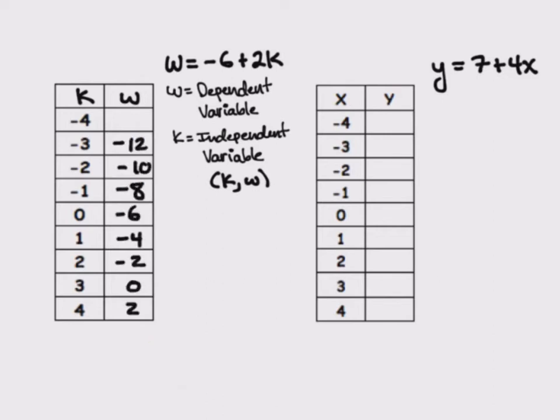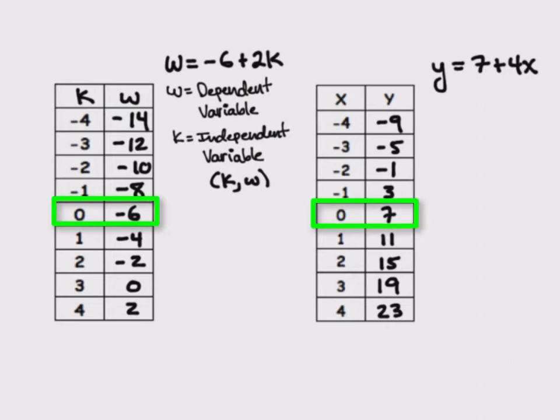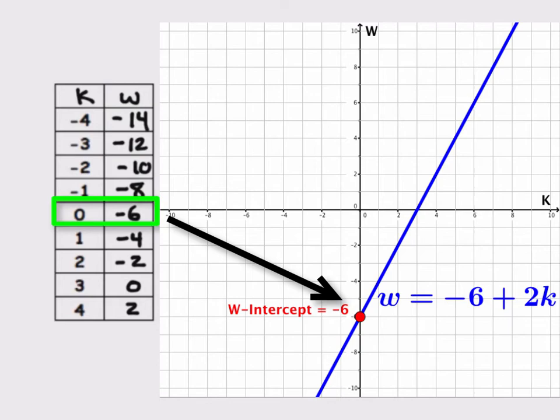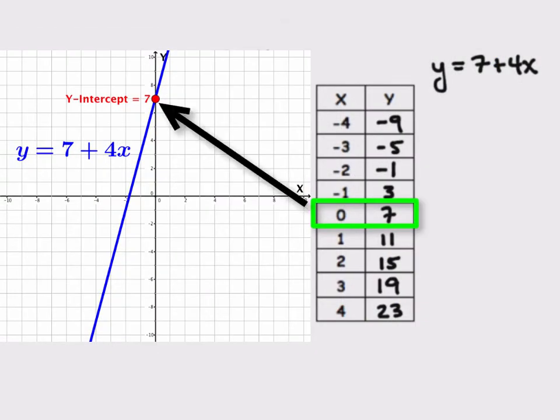Okay, now that we have our table set up, the first thing I'd like to draw your attention to are the ordered pairs (0, -6) for our first equation and (0, 7) for our second equation. And if you look at the equations, that -6 by itself lets us know that when k is 0, of course w is going to be -6. And that's a really important ordered pair for this equation. And for y equals 7 plus 4x, of course when x is 0, y is going to be 7. And this tells us that when we graph these later, -6 is going to be the w-intercept for our first graph, and 7 is going to be the y-intercept of our second graph.